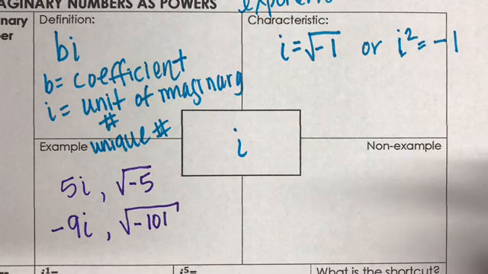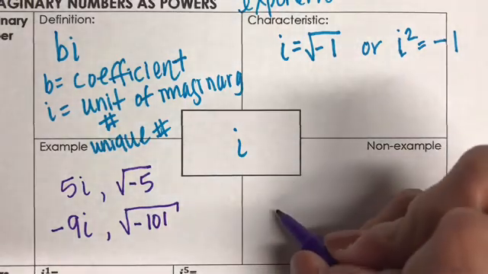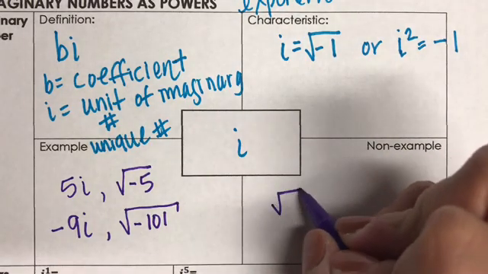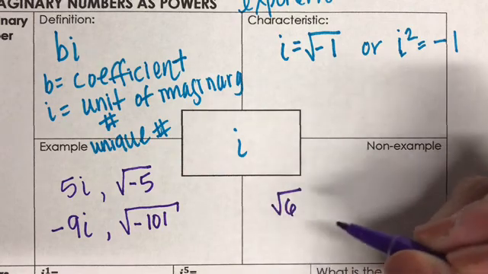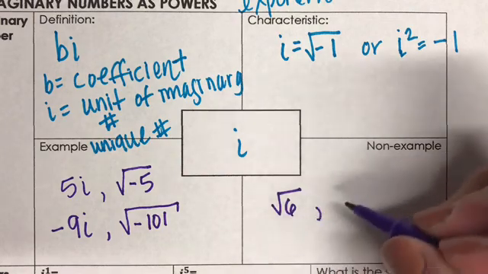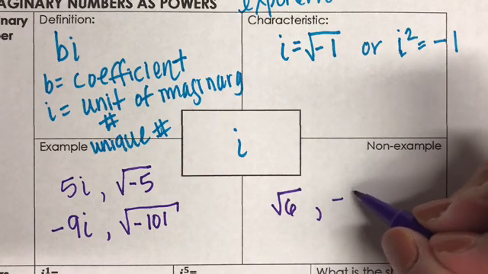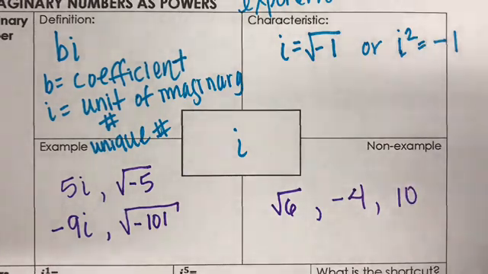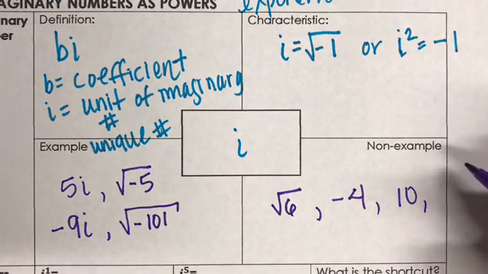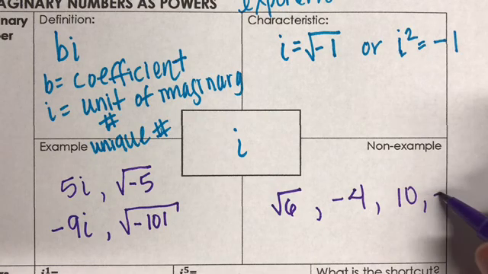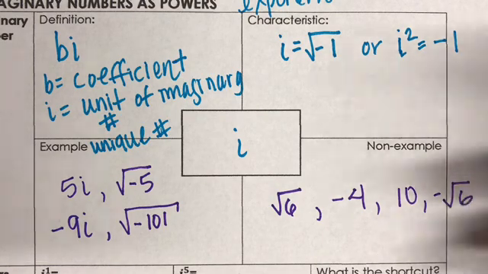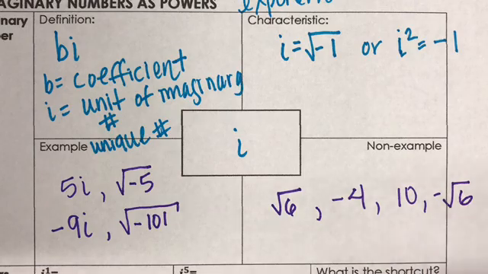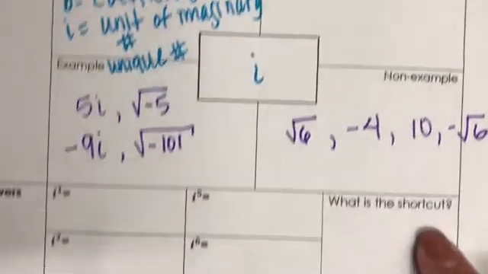Non-examples of an imaginary number would be typical square roots, so the square root of 6, integers like negative 4, whole numbers like 10, even negative square roots, let's say the negative square root of 6. So all of these are non-examples of an imaginary number.